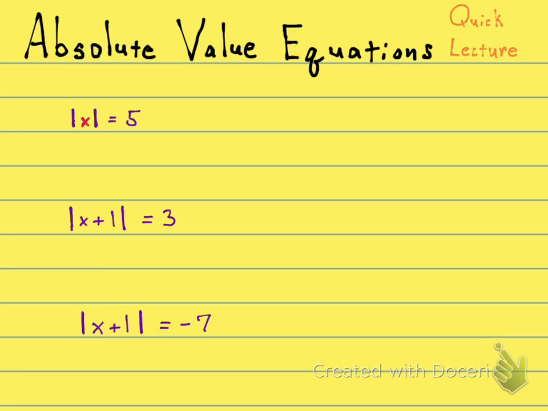And there's two possibilities. We could put in a 5 because the absolute value of 5 is 5. And we could also put in a negative 5 because the absolute value of negative 5 is 5. And that's the key to solving these absolute value equations. First thing you want to make sure is that your absolute value is by itself.